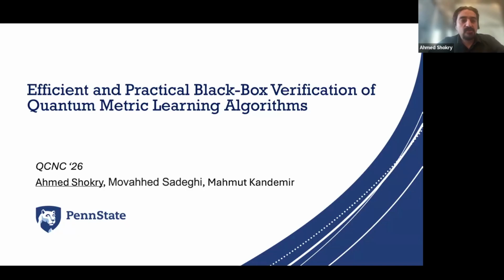I'm delighted to be here to present our work, an efficient and practical black box verification of quantum metric learning algorithm. This paper is co-authored by Movahhed Sadeghi and Mahmut Kandemir from Penn State University.